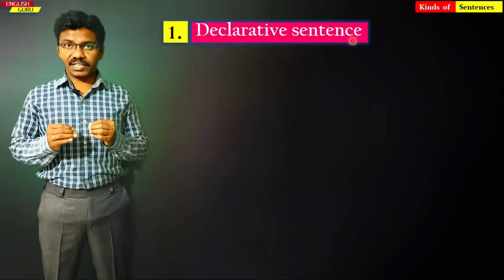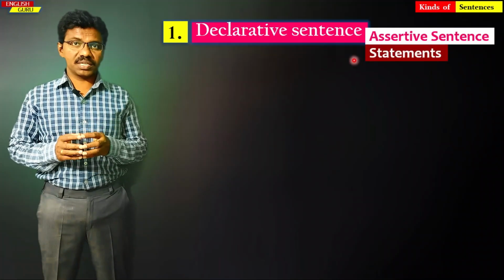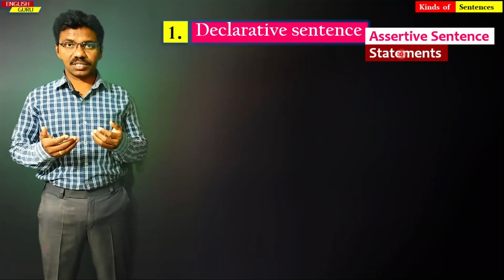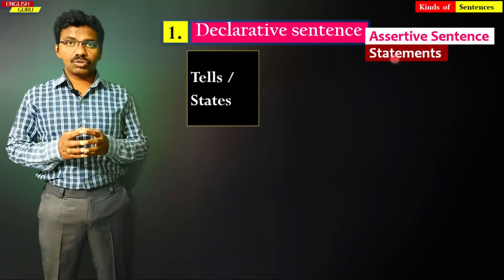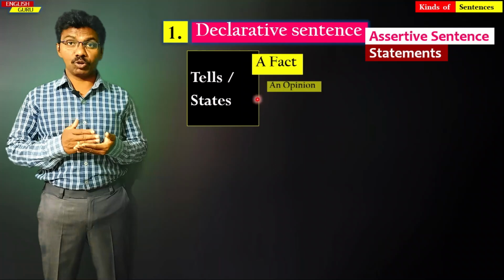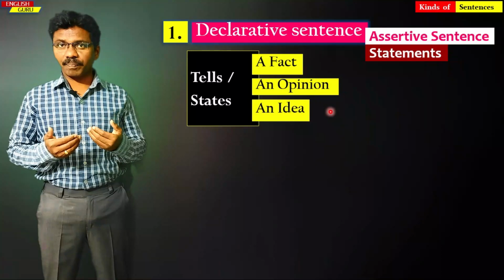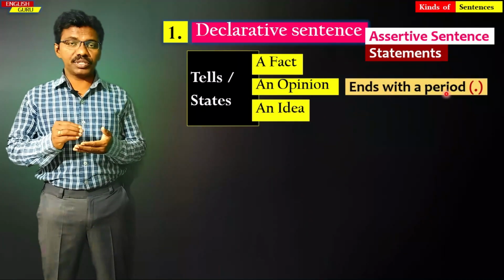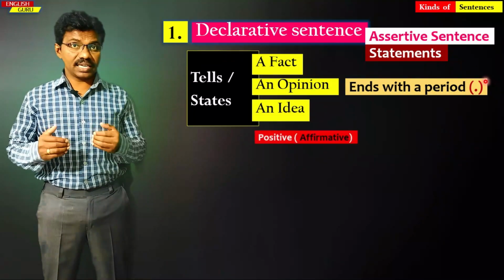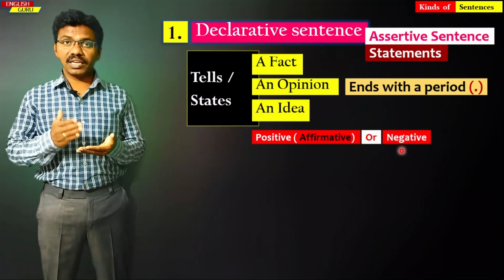The first one is declarative sentences. It is also called assertive sentences, and all the statements that are made in the language are declarative sentences or assertive sentences. And what do they do? All the declarative sentences tell us or state a fact, an opinion, or an idea. And all the declarative sentences end with a period, which means a full stop. That is very crucial. And all the declarative sentences can be in the positive, affirmative way, or in the negative way.